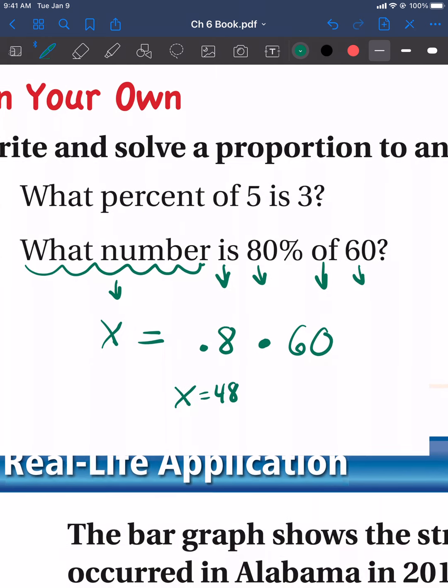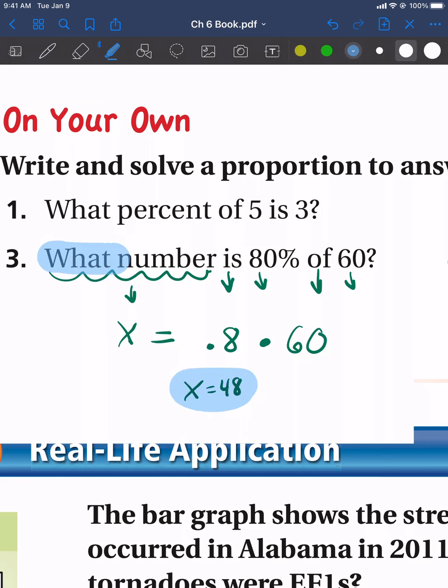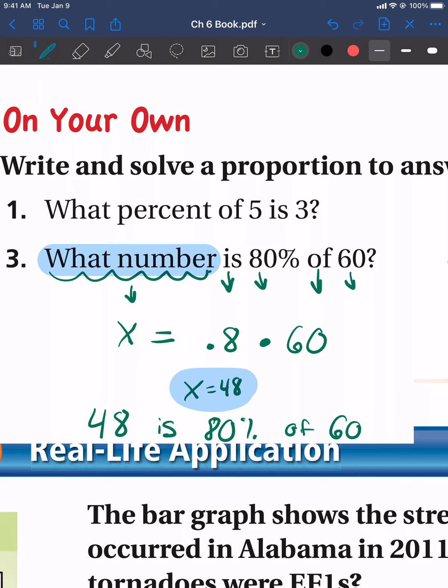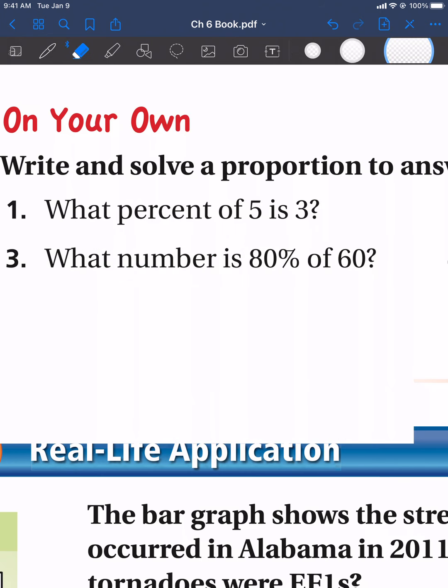But now my final answer is I'm going to pop this answer in for the question. So the final answer is 48 is 80% of 60. Do you see? I just popped 48 right here. So this is 48 is 80% of 60. Okay, I'm going to do another one.